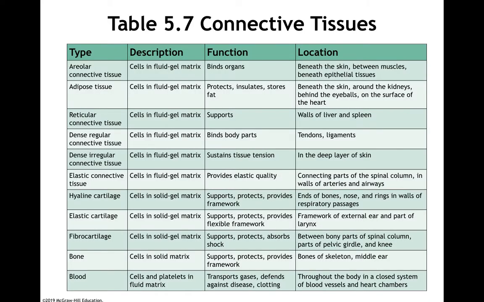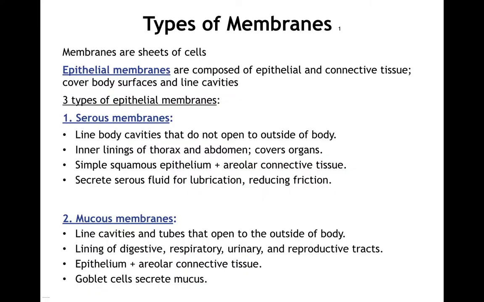There are no cells in the body that are more than 3 cells away from a blood supply, is my understanding. So we've got all kinds of connective tissues: areolar, adipose, reticular, dense regular, dense irregular, elastic, hyaline cartilage, elastic cartilage, fibrocartilage, bone, and blood. We also have some membranes that are not really connective tissues, but they do have a kind of connective features, so we'll talk about them here.